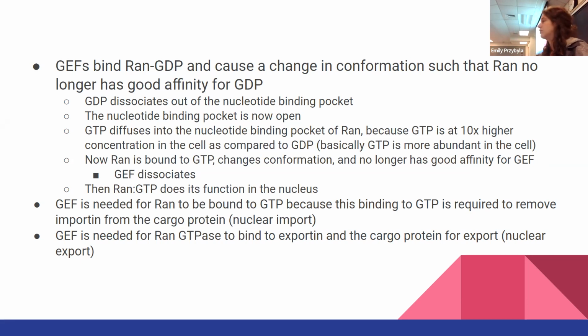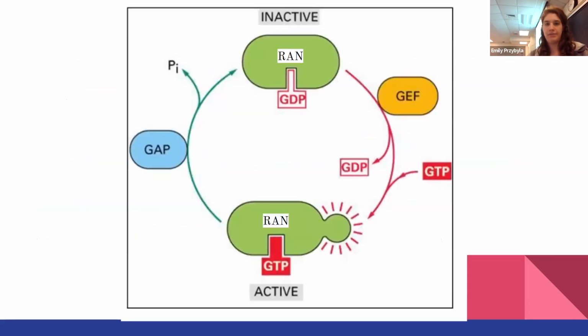GEF is needed for RAN to bind GTP. And that's important because we need RAN-GTP to remove importin from the cargo protein in nuclear import. And GEF is needed for RAN-GTP to bind exportin and the cargo protein in export. And I know this is a lot of words, but we'll get to the pictures.